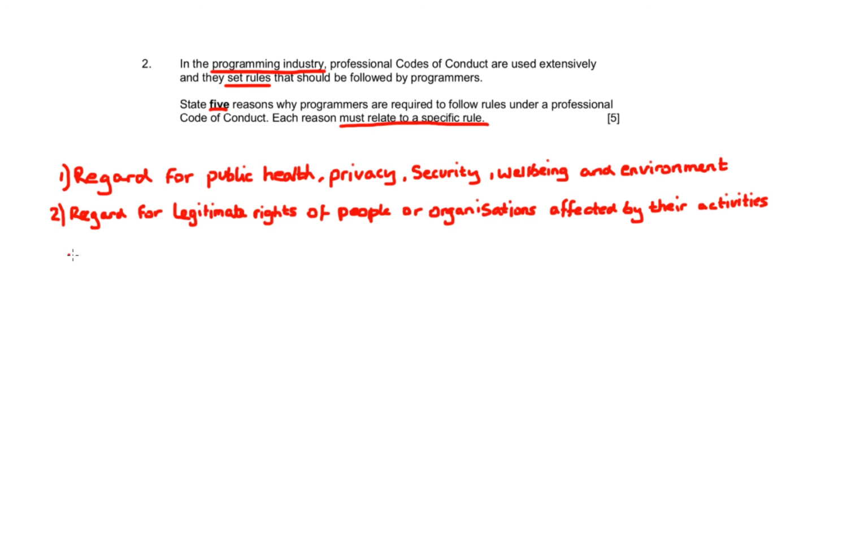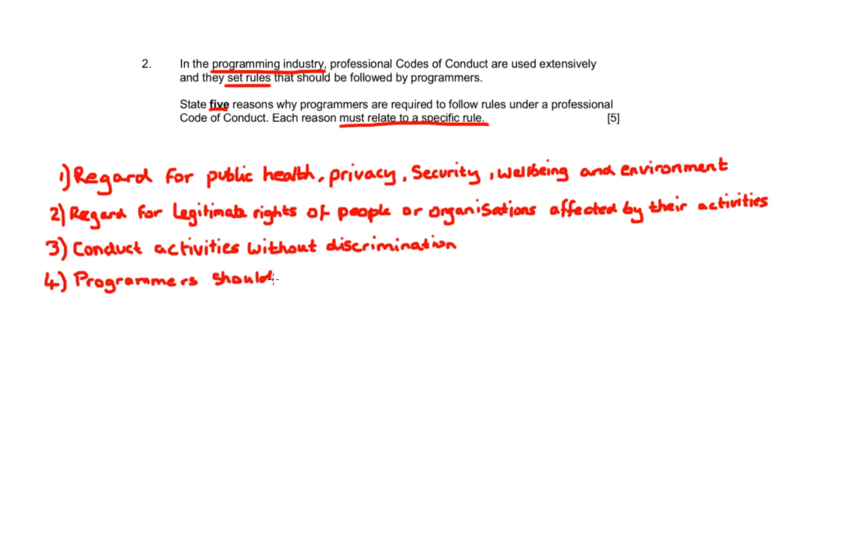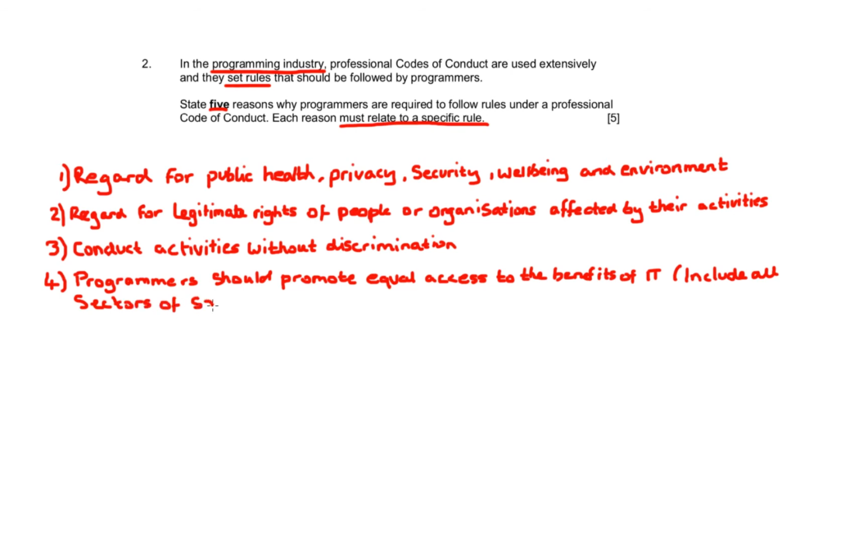The third point, whatever we're doing and programming and creating, we need to conduct activities without discrimination to others. The fourth point, programmers should promote equal access to the benefits of IT. So we include all sectors of society in the things we create. And that might be even through accessibility options, making things clearer for people, high contrast options and things like that. And the next point that I've actually seen, don't claim competency you don't possess.